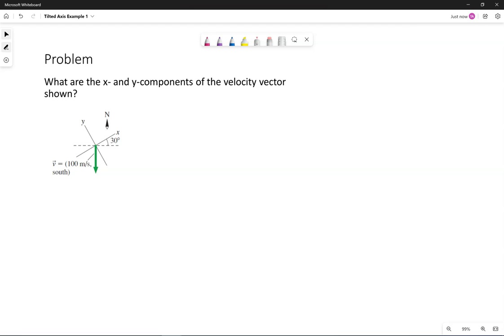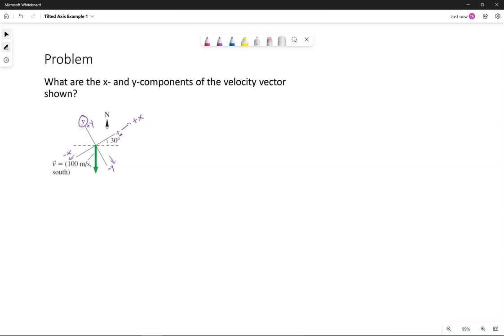This is our first example of determining the components of a vector using a tilted axis. So notice here, they've labeled the axis for us. X being up here means they're saying up this way means positive x direction. Anything that points down this way is negative x direction. Here's our y-axis. By labeling the y up here, they're saying this direction is the positive y direction, and anything pointing down this way is the negative y direction.